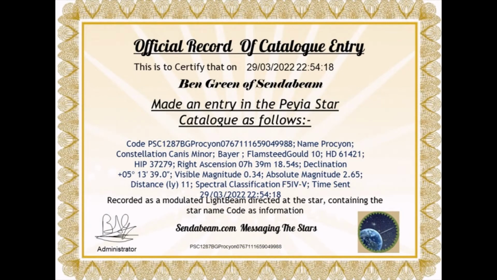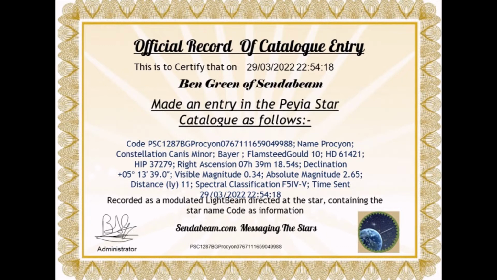Each GIF that you come across is an entry in a star catalogue of the stars in the sky, a catalogue or a database or a list. There have been quite a lot of catalogues over the years, and this one is one I'm creating called the Peyia Star Catalogue, and the certificate you can see is generated when the entry is made.